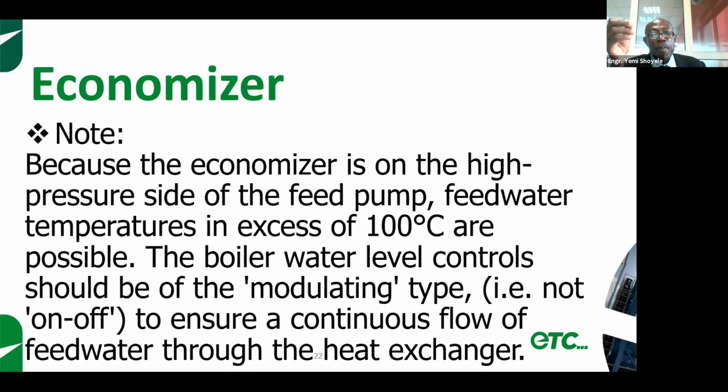Okay, but you also have to be sure that your boiler water level control is of the modulating type, not the on-off type. Otherwise, you have issues. You might run the economizer dry, that is without water. That also can destroy the economizer. Okay, so you need to have a modulating type of feed water level control.